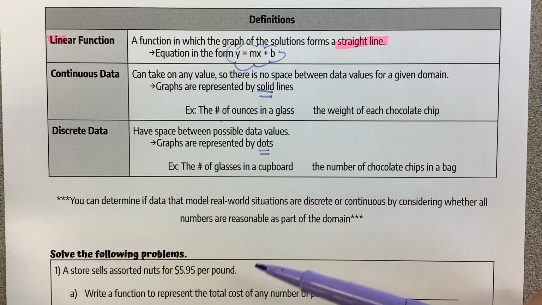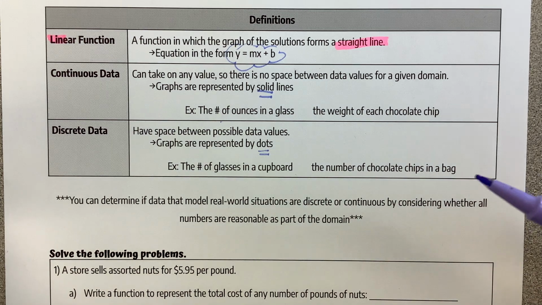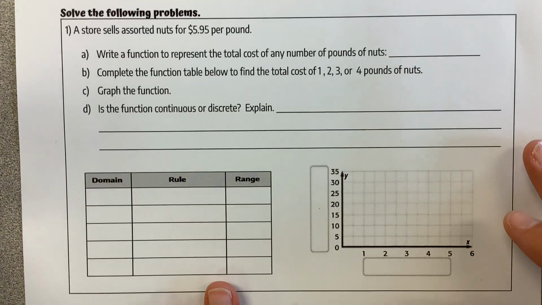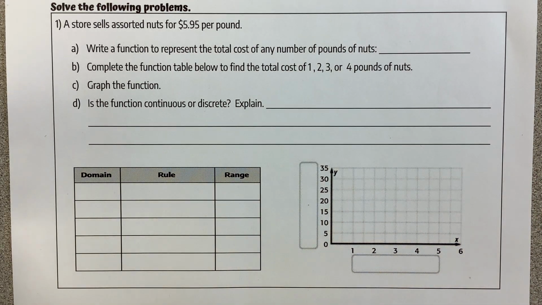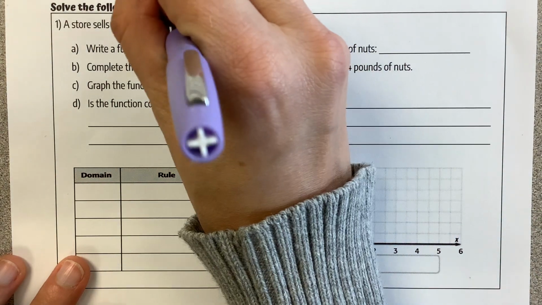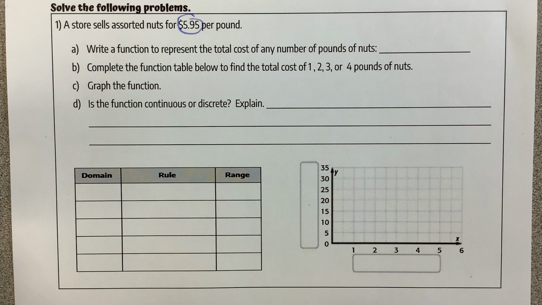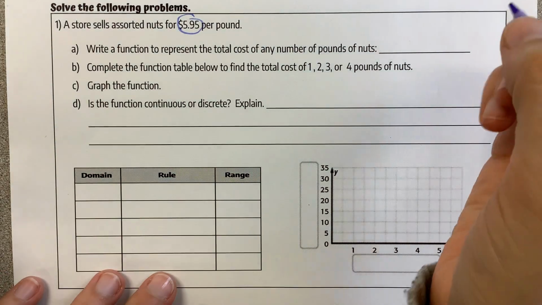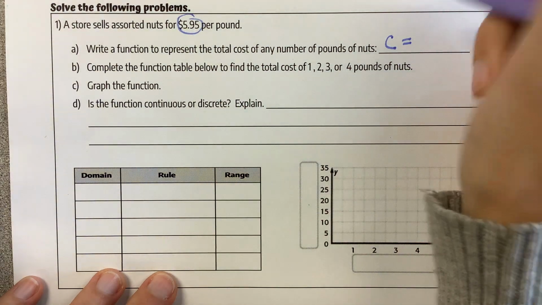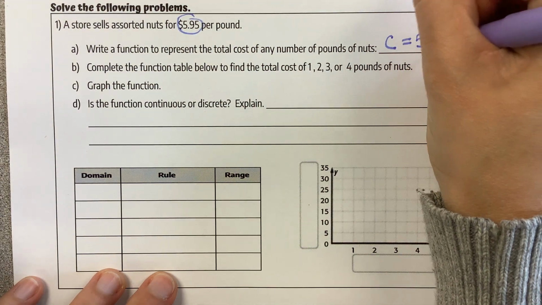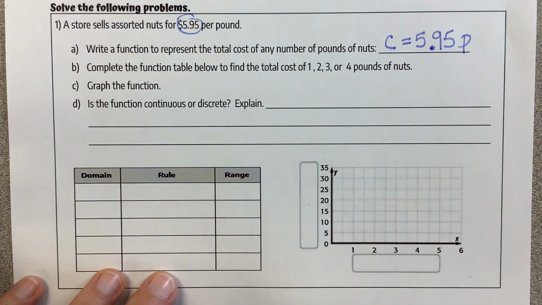So you can determine if data that models real-world situations are discrete or continuous by considering whether numbers are reasonable as part of the domain. So let's look at this first example here. A store sells assorted nuts for $5.95 per pound. So part A, write a function to represent the total cost of any number of pounds of nuts.